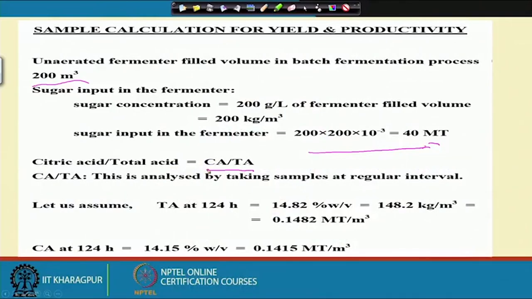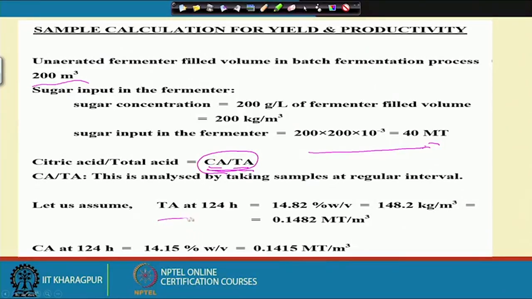So what we do in the industry is use a titration method with dilute sodium hydroxide solution, using methyl orange as indicator. We find out how much sodium hydroxide is required to consume the acid, and that is correlated with total acid yield. And that is why you can see that we have a ratio of citric acid and total acid yield.